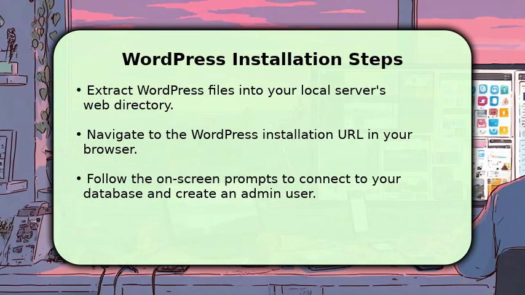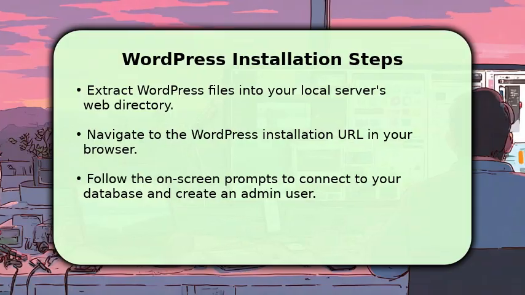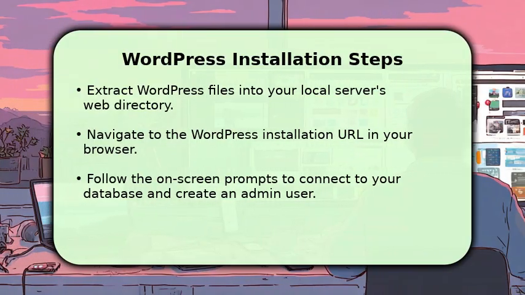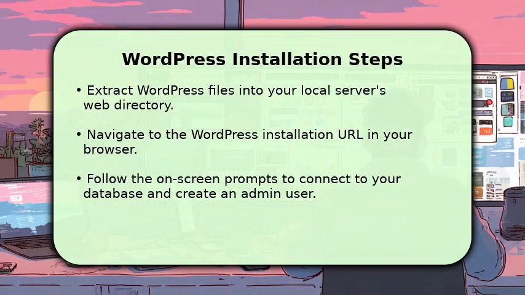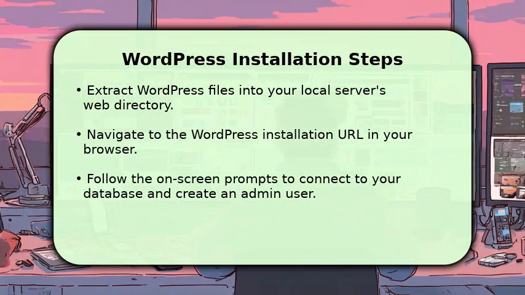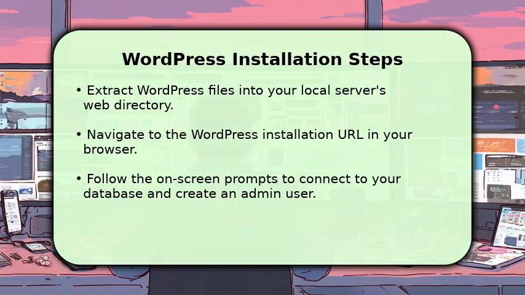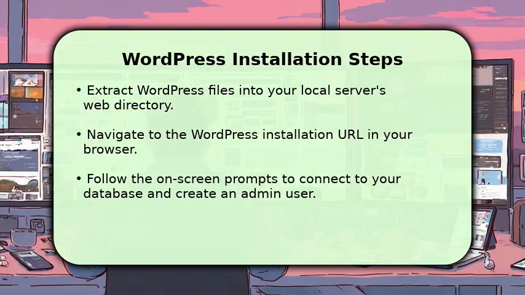Next, extract the downloaded WordPress files into your local server's web directory, typically named htdocs for XAMPP or www for WAMP. Open your web browser and navigate to the local WordPress installation URL, usually localhost/your WordPress folder. The famous 5-minute installation will begin.